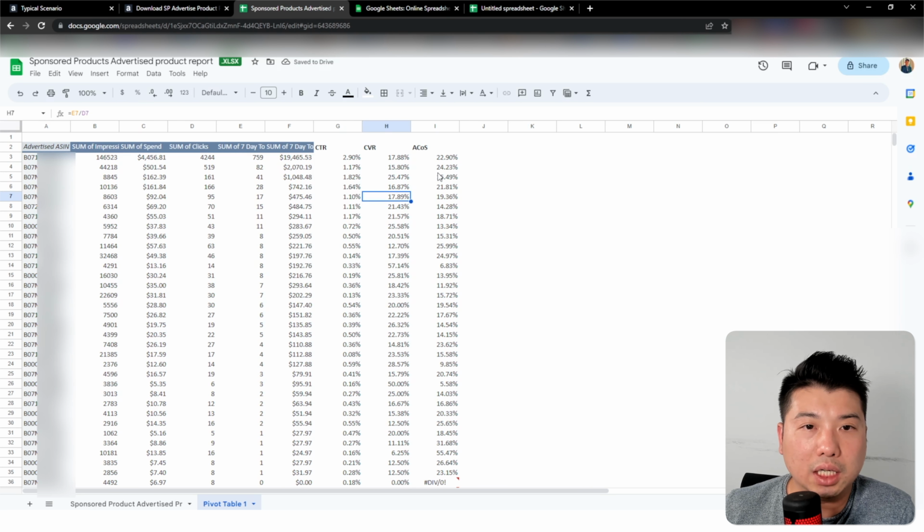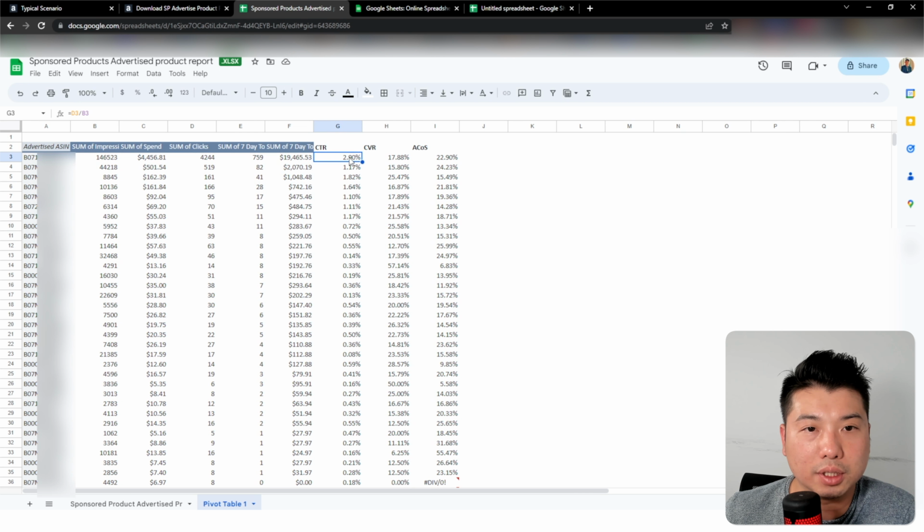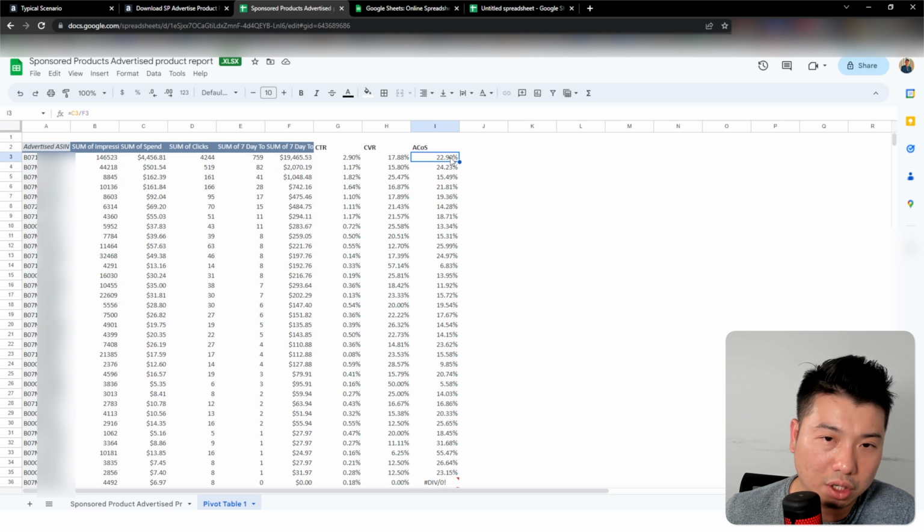So you can see this one right here is a clear CTR favorite. It becomes really clear, right, that this variation right here does the majority of the sales. At the same time, CTR is really high, right? And also the conversion rate is high, and also ACoS is relatively low, right?